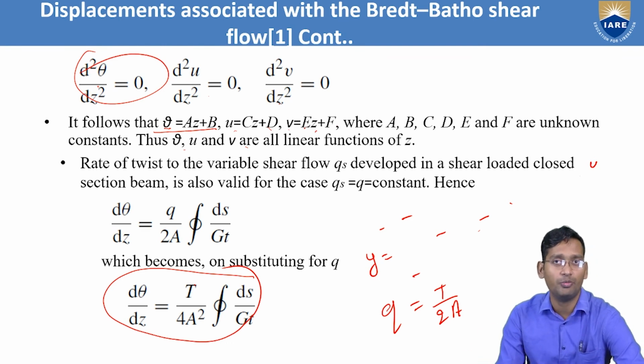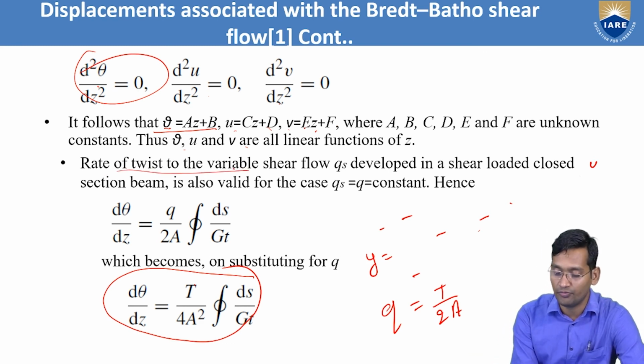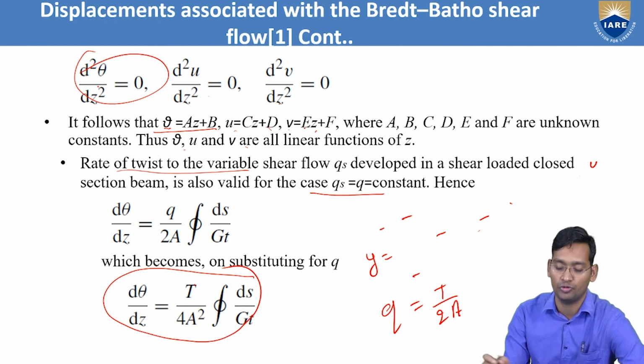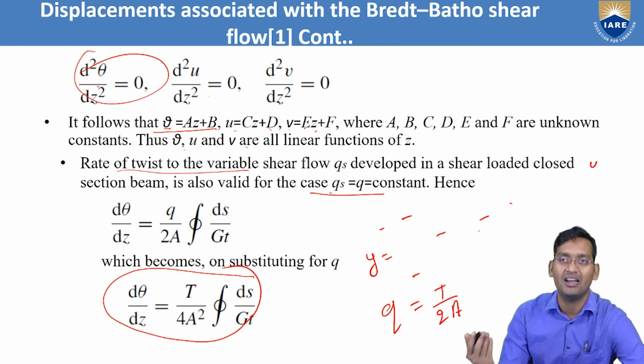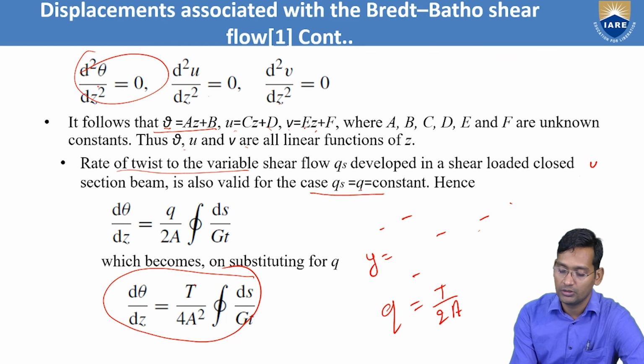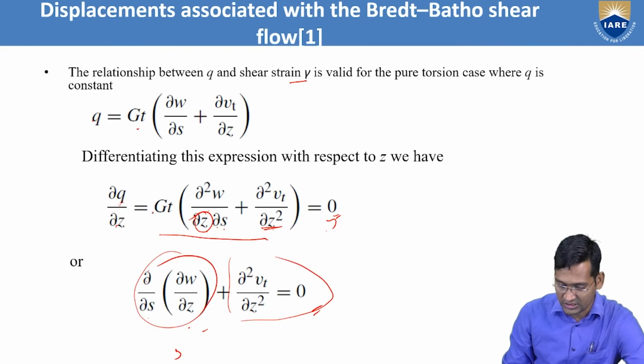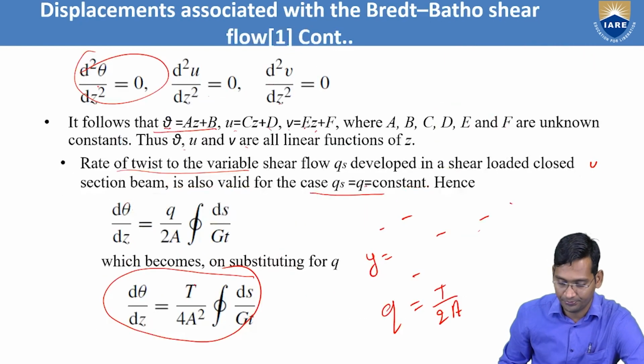Now let's find the rate of twist. The rate of twist for the variable shear flow Qs developed in a shear loaded closed section is also valid for the case Qs equals Q. So the rate of twist is also applicable when Qs is constant, which we assume equals Q. Hence just replace Qs with Q.